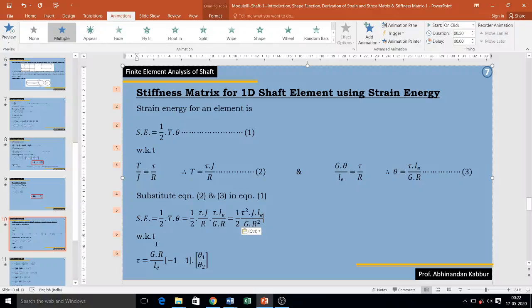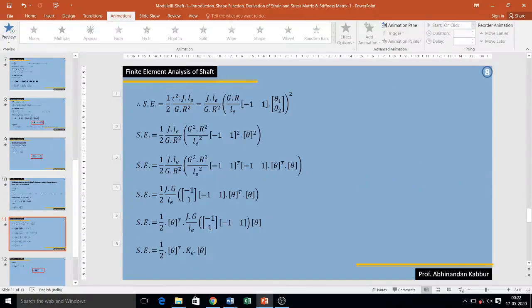Then we know the shear stress matrix we have derived in the previous slide, G into R divided by Le, times the matrix minus 1, 1 and the displacement matrix theta 1, theta 2. Now I need to substitute that value of tau in terms of the matrix. So that is what I am doing in the next slide.